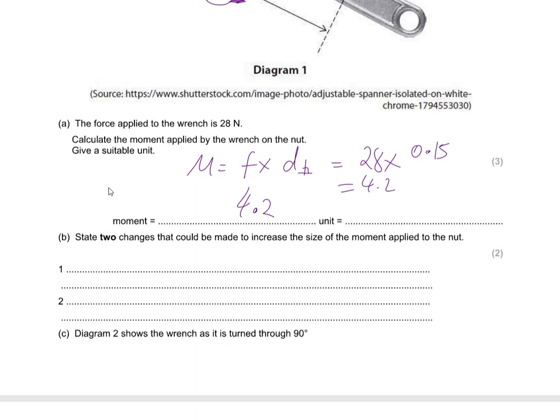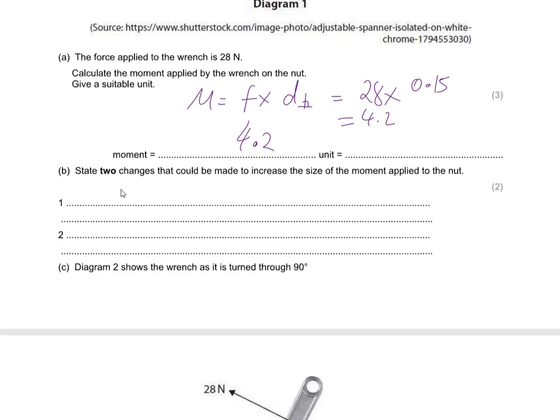Now the unit is very easy. If you want to know the trick of the unit, you always ask yourself, what are you doing? I have the force, and I'm multiplying it by the distance. So what is the unit for force? Newton. I'm multiplying it by the distance, which is meters. Here you go. How easy is this?